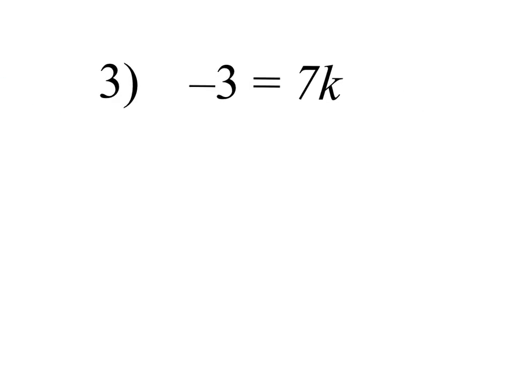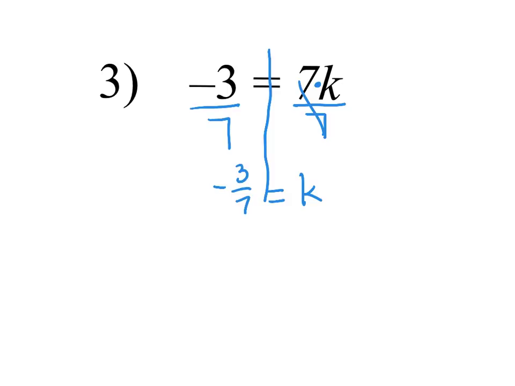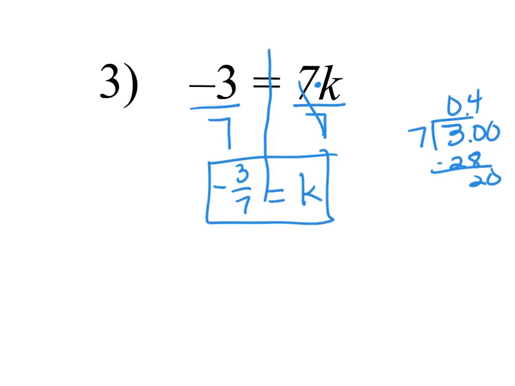Okay, 3. Now, this one's going to be a little bit more difficult. So what's happening here is 7 and k are multiplying. Remember, we deal with the variable side first. So this is a multiply. The opposite of multiply is to divide. So I'm going to divide this side by 7. Now I can leave it as k equals negative 3/7, or I could divide it out. 3 divided by 7, and go ahead and divide that out and see where I get. But I'm just going to leave it as this for right now.